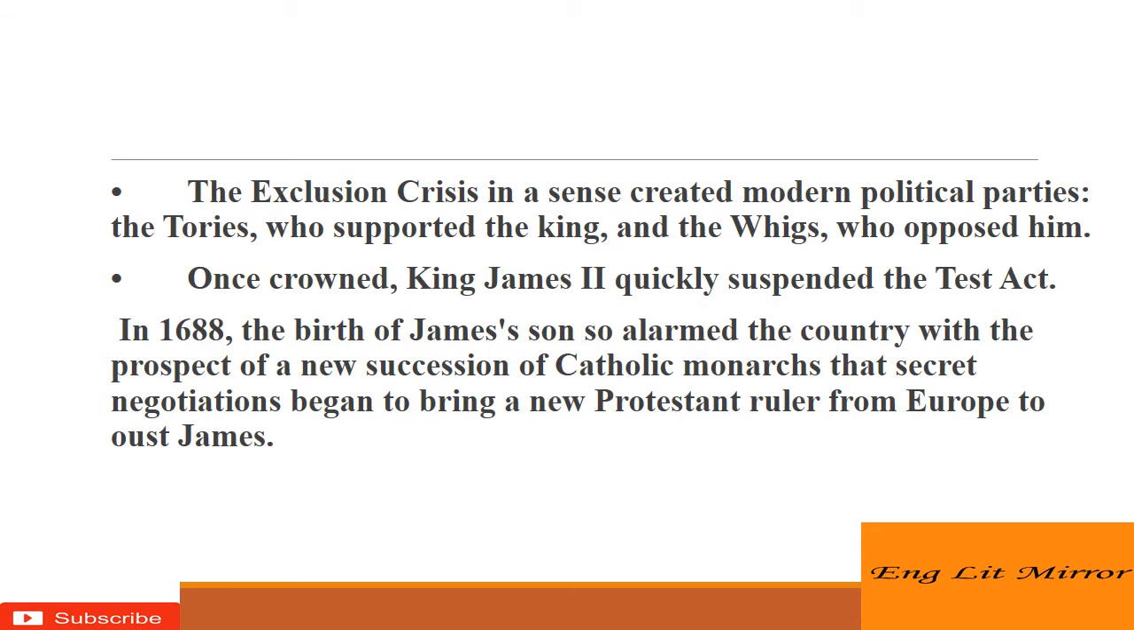The exclusion crisis, in a sense, created modern political parties, the Tories, who supported the king, and the Whigs, who opposed him. Once crowned, King James II quickly suspended the Test Act. In 1688, the birth of James' son so alarmed the country with the prospect of a new succession of Catholic monarchs that secret negotiations began to bring a new Protestant ruler from Europe to oust James.